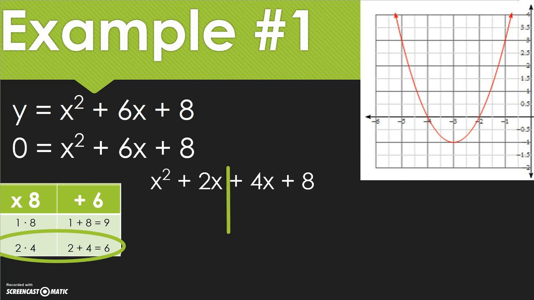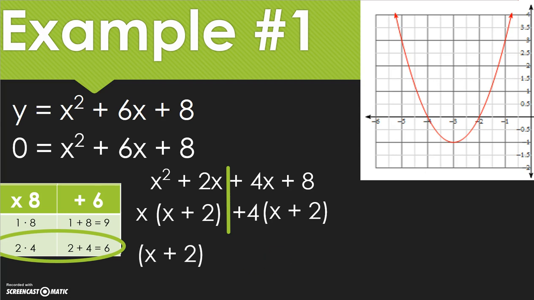Draw our line down the middle and factor out the GCF on both sides. So x squared plus 2x, our GCF is 1x. X squared divided by x is x, and 2x divided by x is 2. So we have x plus 2. Bring our x plus 2 over to the other side. And then 8 divided by 2 is 4, so we have plus 4. We'll write our two binomials. We have x plus 2 and x plus 4.